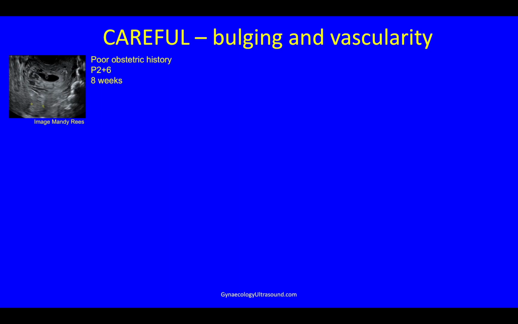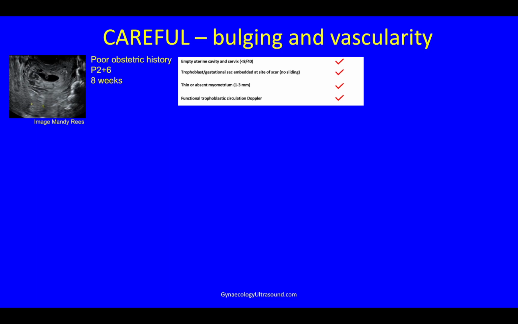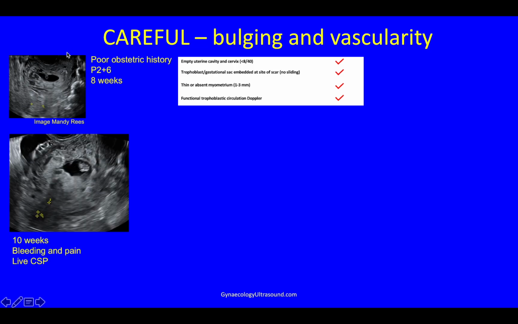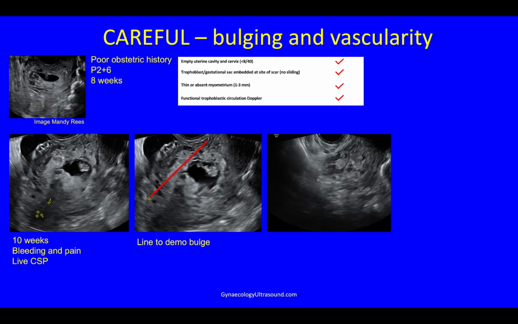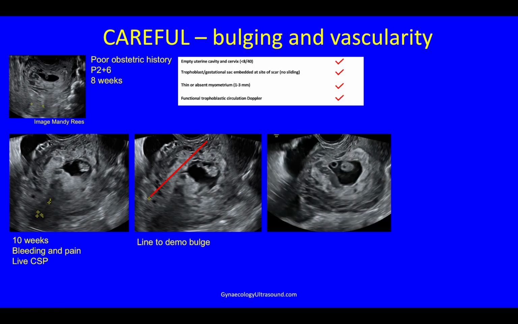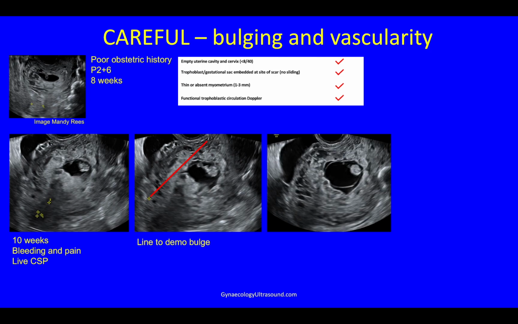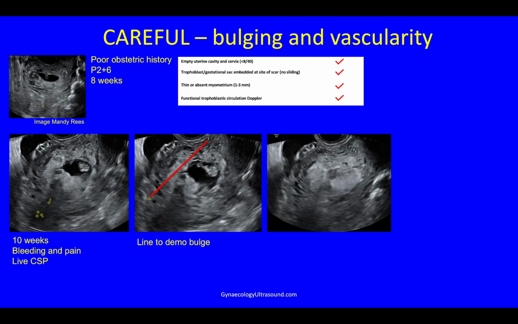When you get bulging, this can be a bad sign. This patient with a poor obstetric history at 8 weeks gestation had a scar pregnancy, and you can see it here with an empty cavity above and an empty cervical canal. And at 10 weeks she had more bleeding and more pain, and you can see this is the scar pregnancy. It's live. This line, if you draw from cervix to anterior uterus, you can see that the pregnancy is bulging toward the bladder. And on this video clip you can see that that is a very abnormal placenta with a live scar pregnancy in the center of it.